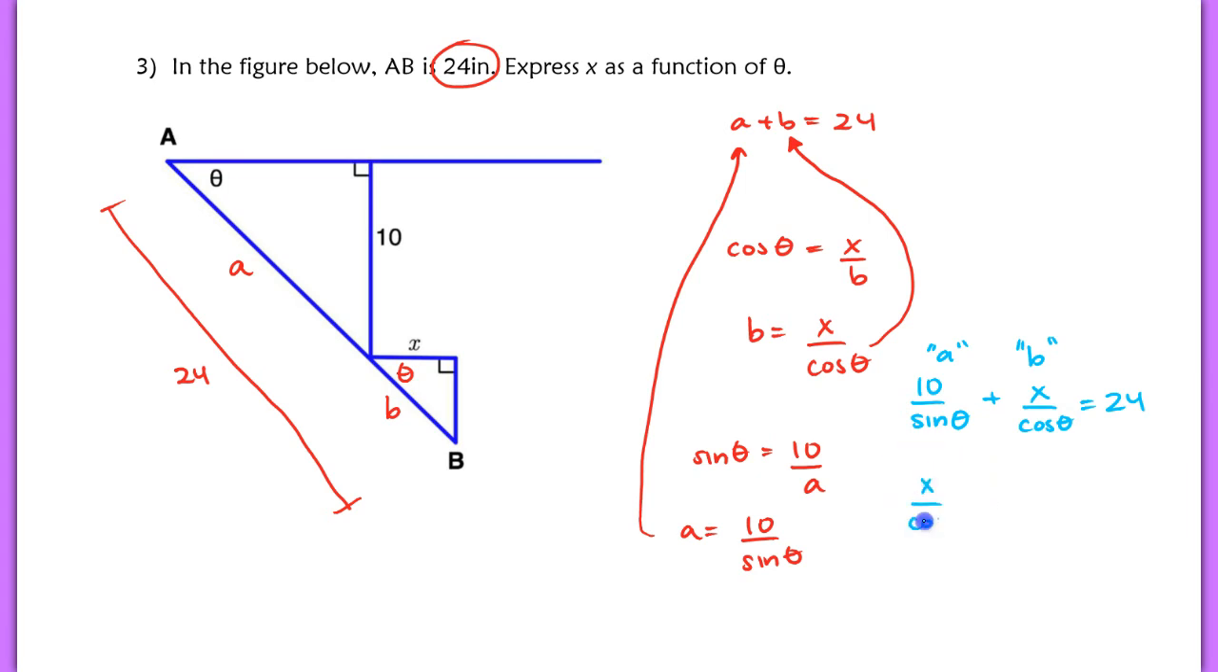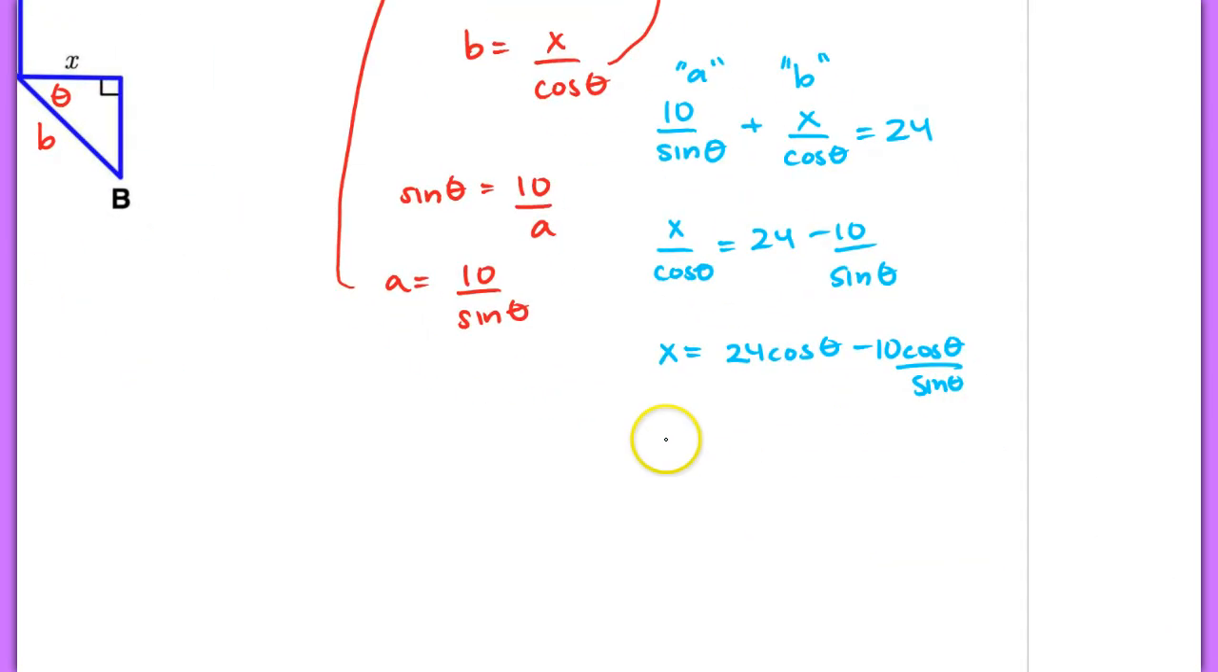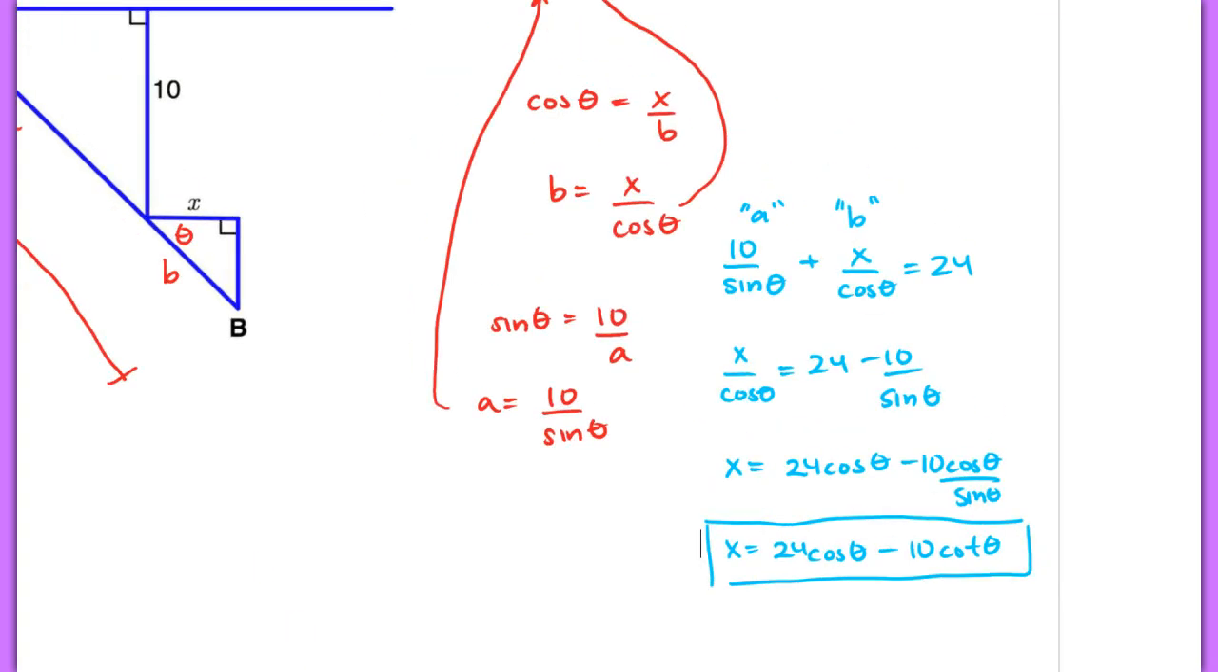So I would subtract the 10 over the sine of theta, and then I would multiply by the cosine of theta here, so I have x equals 24 times the cosine of theta minus 10 times the cosine of theta over the sine of theta, which is really just the cotangent of theta. So I have x equals 24 times the cosine of theta minus 10 times the cotangent of theta. So this is how I write and express x as a function of theta.